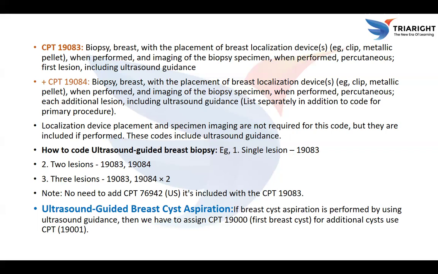So what are the localization devices? These are small markers which are often placed in the breast during a biopsy to mark the exact location of the lesion for future reference or surgery. And what is specimen imaging of a biopsy specimen? This is done to confirm the tissue sample taken actually contains the targeted abnormality.